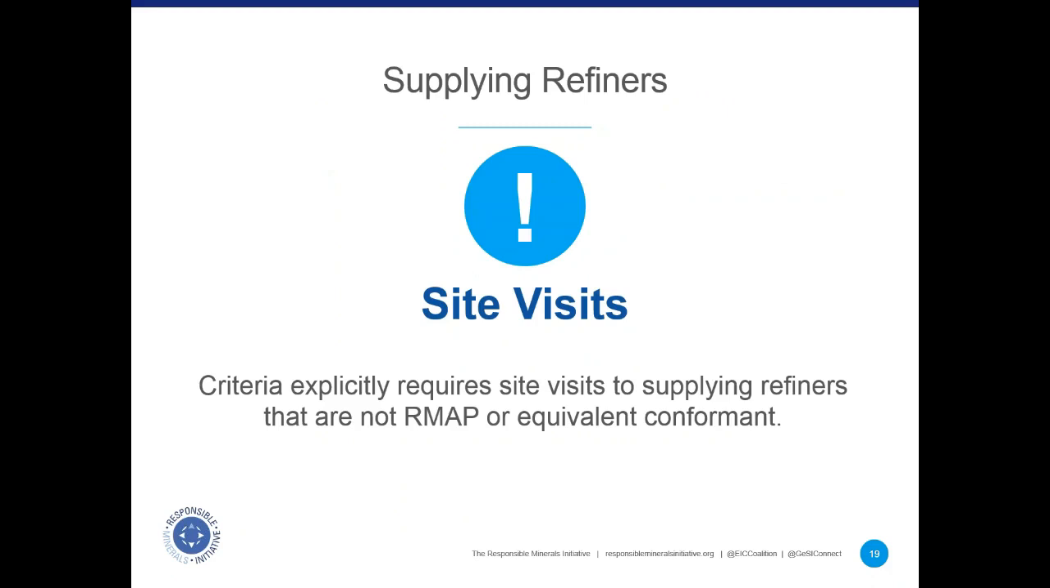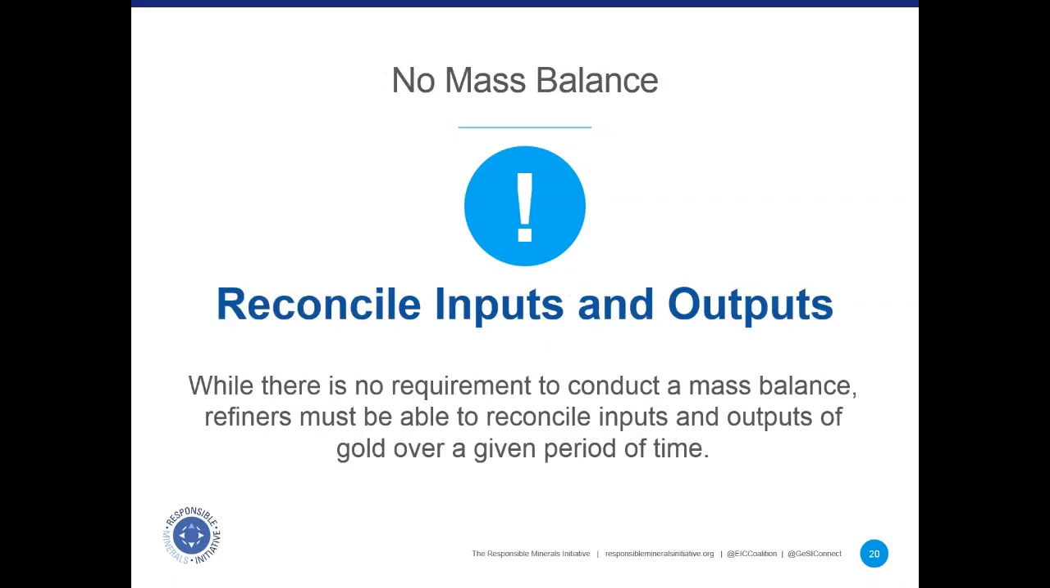One of the improvements of the standard is that it summarized basic due diligence expectations for sourcing from supplying smelters that are not RMAP or equivalent conformant. Of note, these criteria explicitly require a risk-based site visit to all supplying refiners who are not RMAP or equivalent conformant. While there are more explicit requirements for internal material control, there is also no requirement to conduct a mass balance. However, refiners must be able to reconcile inputs and outputs of gold over a given period of time.